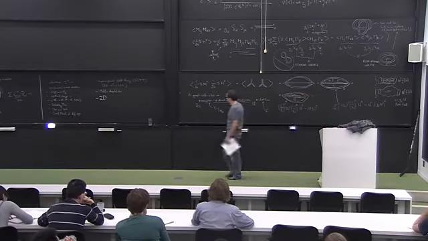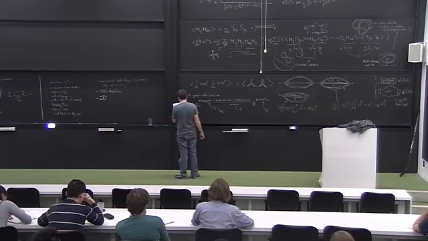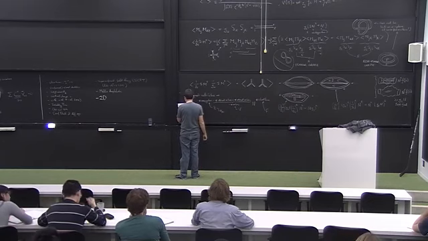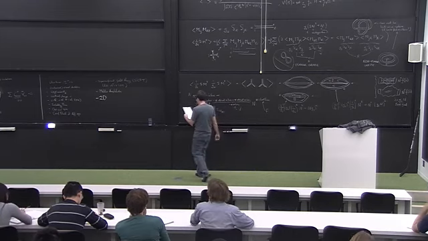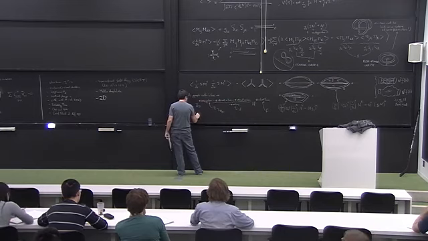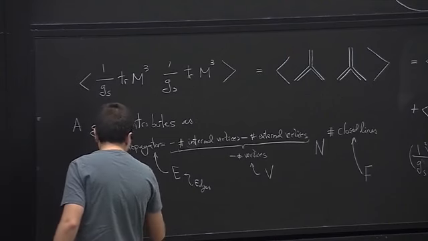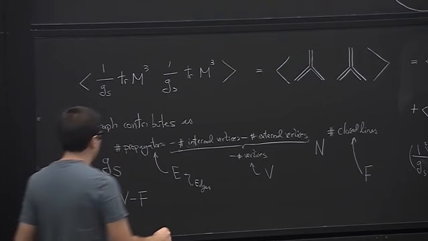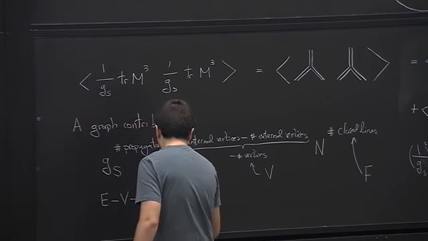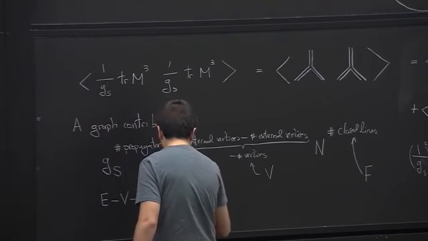So then, what we have is the following. We can write this, but now we notice that E minus V minus the number of faces, the number of edges minus the number of vertices minus the number of faces, is a topological invariant. This is what is called the Euler characteristic.